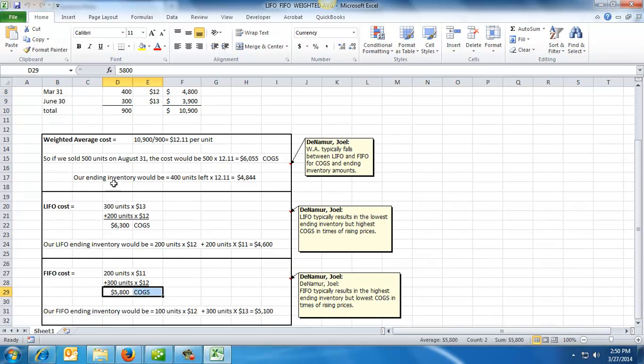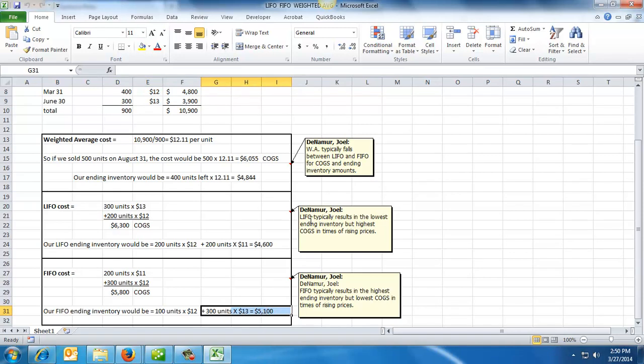Then our ending inventory would be the remaining 100 units of this batch, and then all 300 of these units at $13 a piece, for an ending inventory of $5,100.